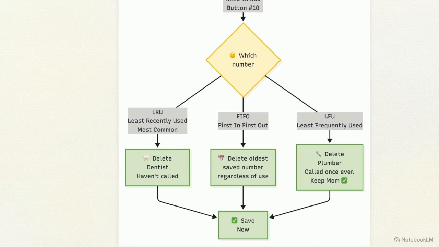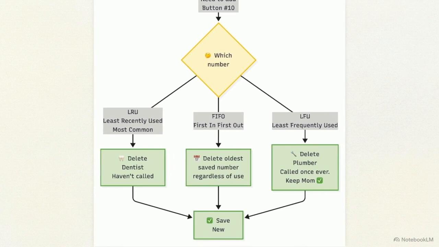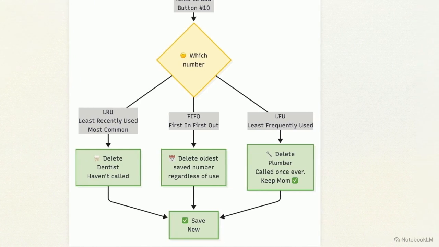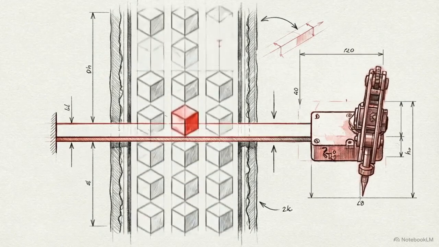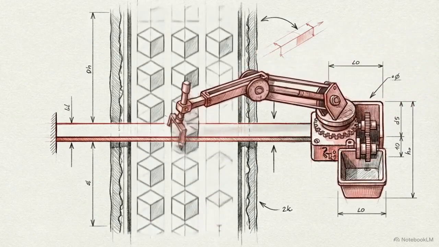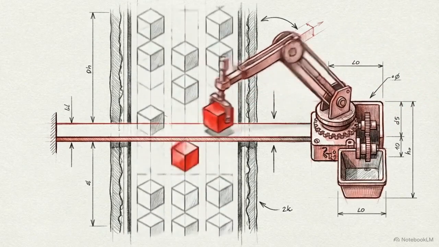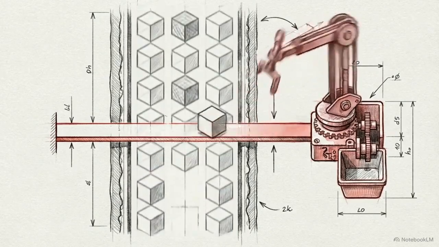But there are other methods. The system might use FIFO, first in, first out, which blindly deletes the absolute oldest saved number, regardless of how useful it is. Alternatively, it might use LFU, least frequently used. This policy keeps the number for your mom, who you call every day, but deletes the plumber, who you only called once, even if that one call was yesterday. Managing a high-speed application requires continuous automated triage. The system is constantly evaluating your user data to decide what is the least valuable to remember.